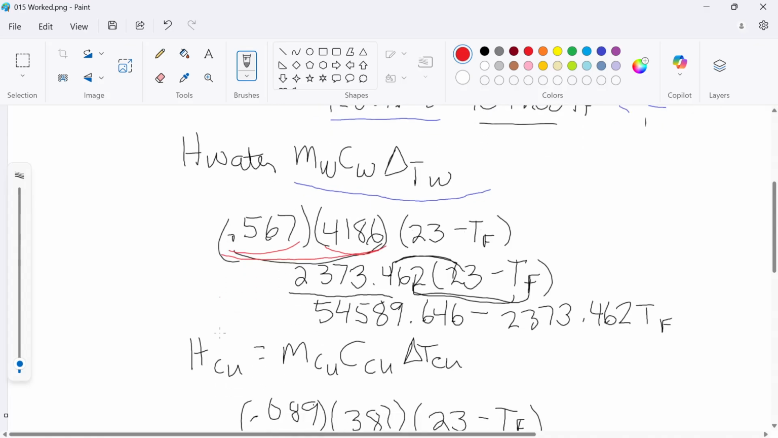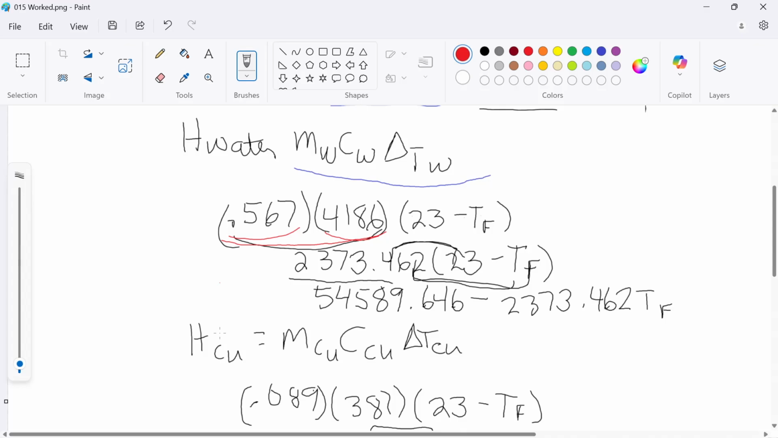0.567 times 4186 is this number, 2373.462. I just multiply those together times 23 minus final temperature. And now I distribute. I multiply that 2373.462 times 23. That's where this comes from, 54,589.646 minus 2373.462 times temperature final. And that's this part. All right, now I've got the water.